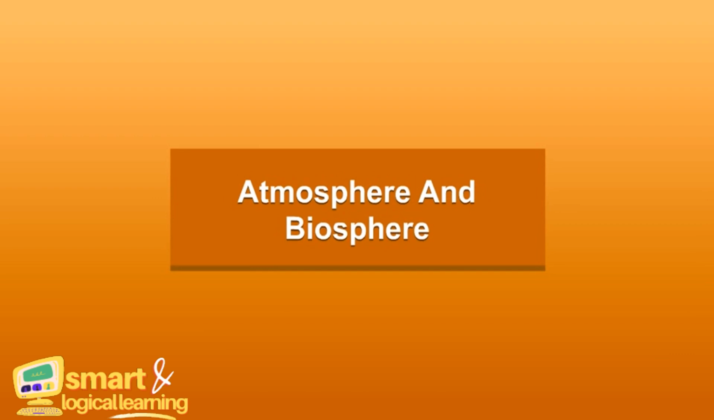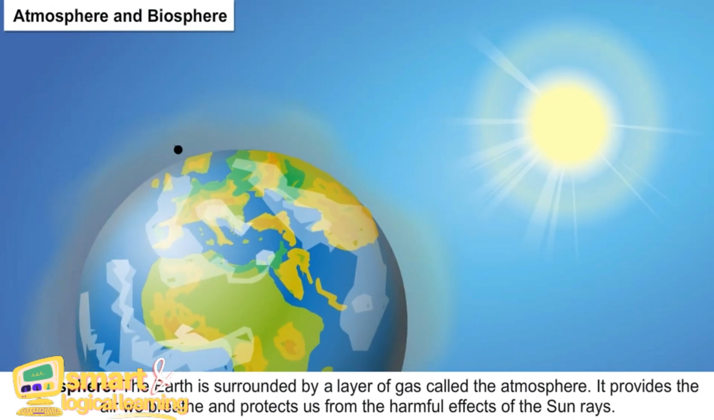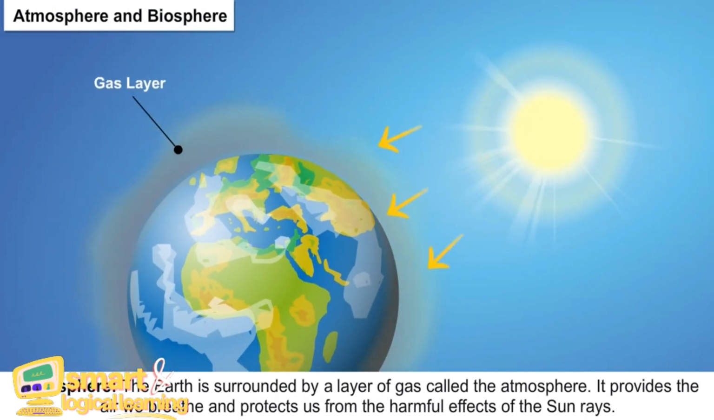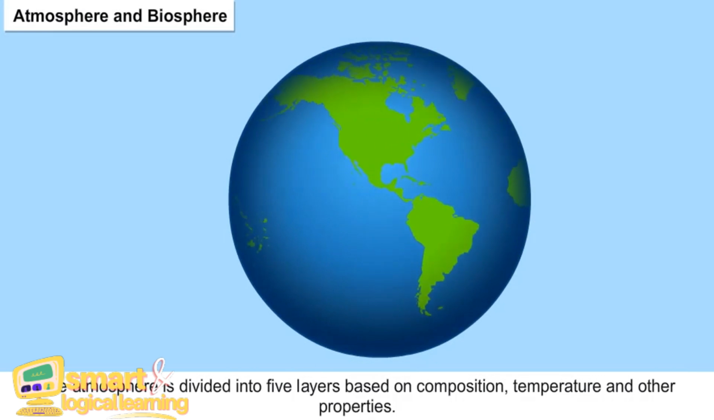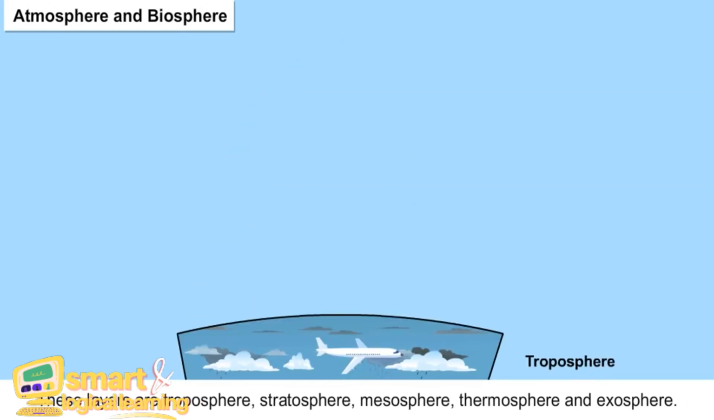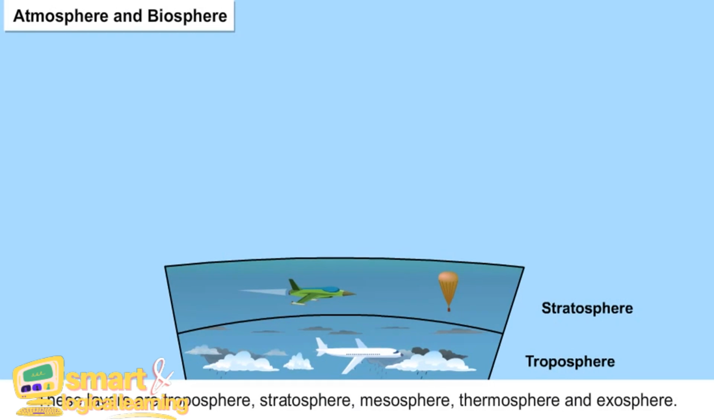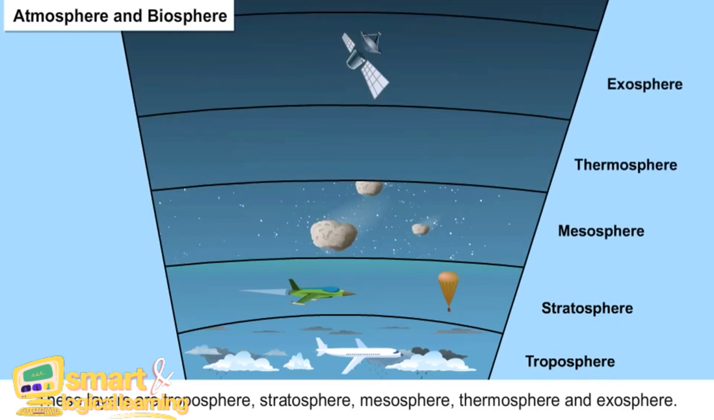Atmosphere and Biosphere. Atmosphere. The Earth is surrounded by a layer of gas called the atmosphere. It provides the air we breathe and protects us from the harmful effects of the sun rays. The atmosphere is divided into 5 layers based on composition, temperature, and other properties. These layers are troposphere, stratosphere, mesosphere, thermosphere, and exosphere.